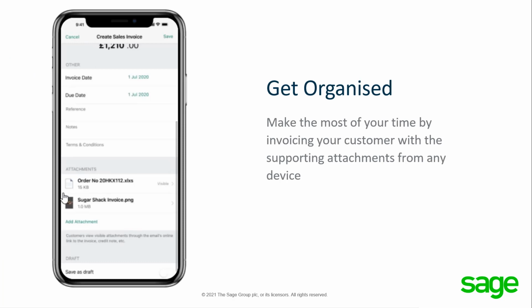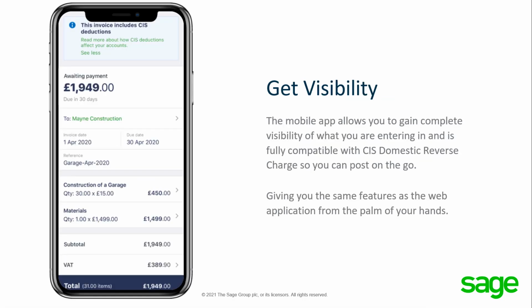Now, if you're using the mobile application, simply get organized by making the most of your time by invoicing your customers with the supporting attachments from any device. The mobile app allows you to gain complete visibility of what you're entering in, and it's fully compatible with CIS domestic reverse charge, so you can post on the go, giving you the same features as the web application from the palm of your hands.